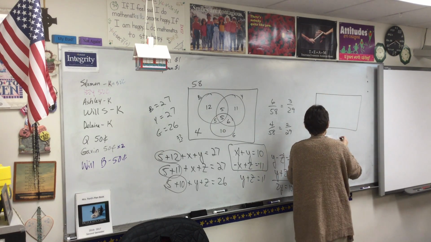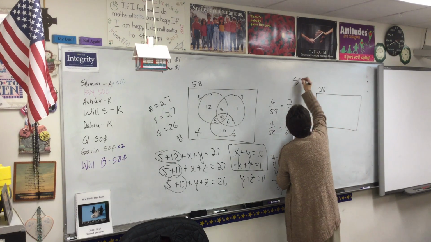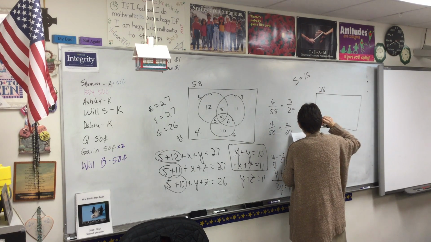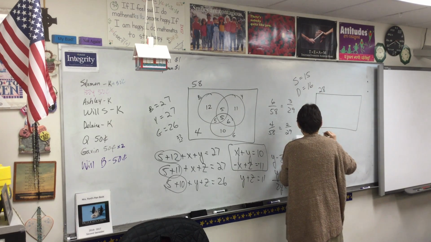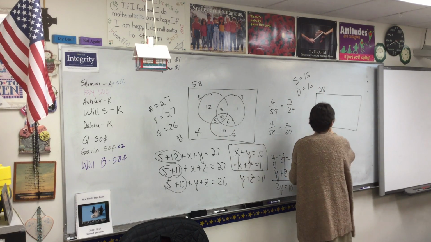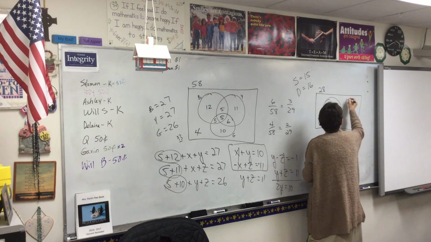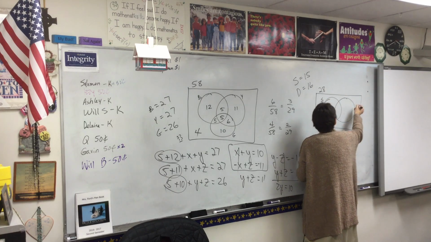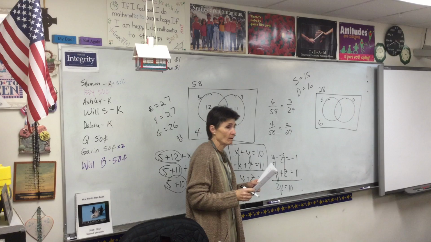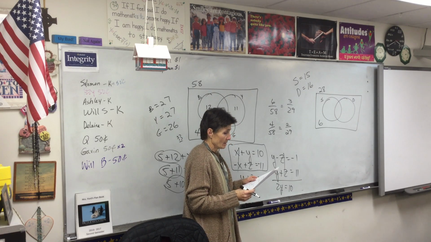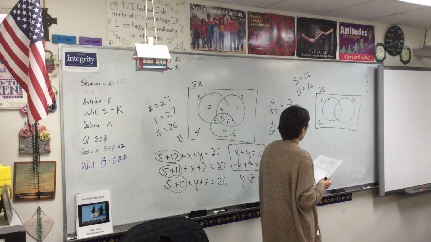Here is the class. There are 28 students in the class. 15 love supply, 16 love demand, and 6 don't like either one. So I'm just going to put them right there. They don't like either one. So we've got our supply, our demand, and there's 6 kids out here that don't care for it at all. Okay, and then the question is how many like only supply?